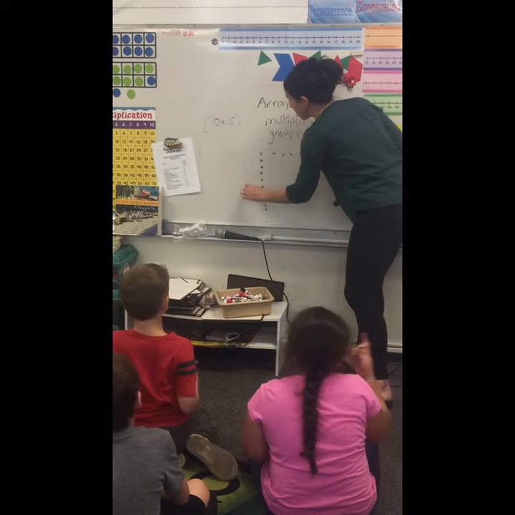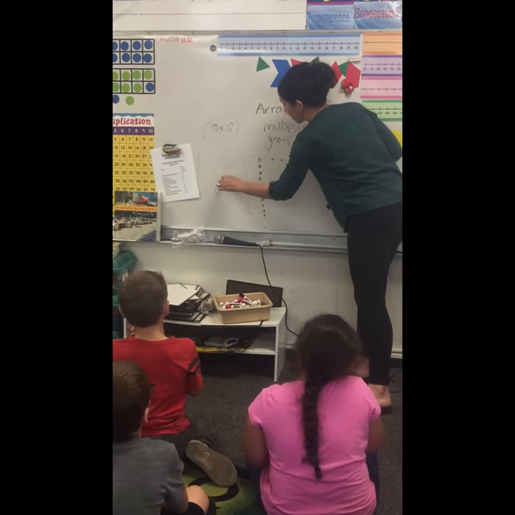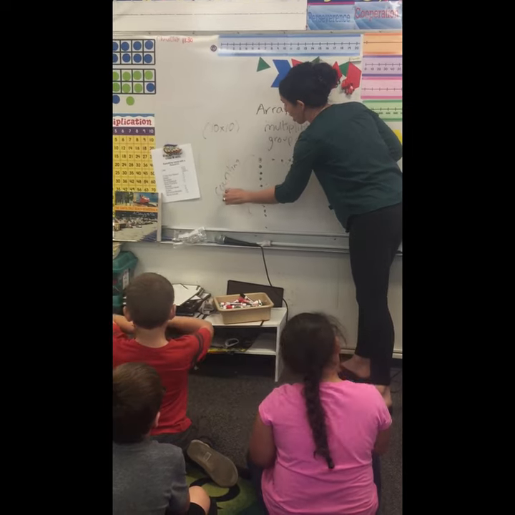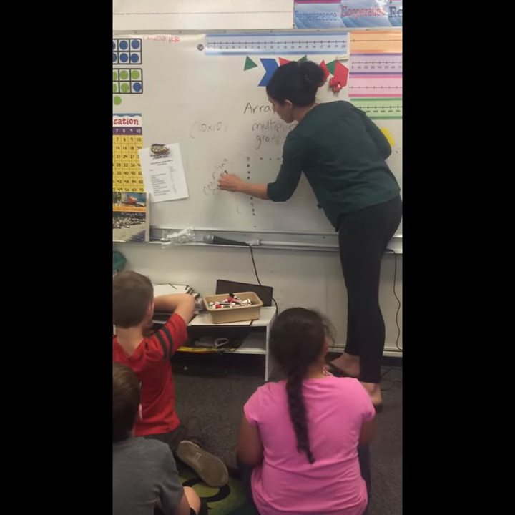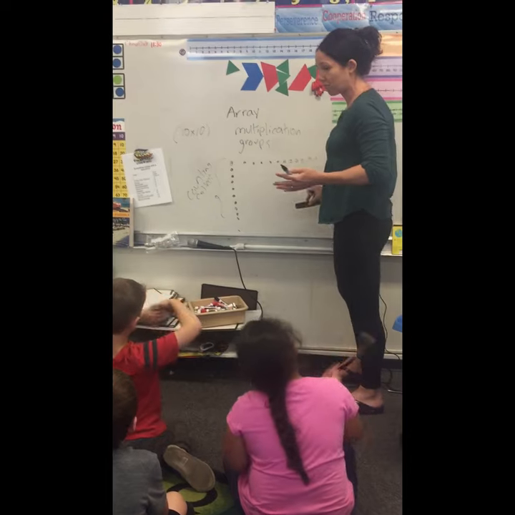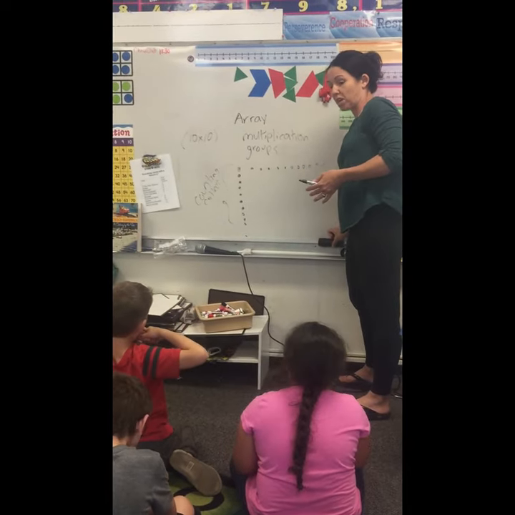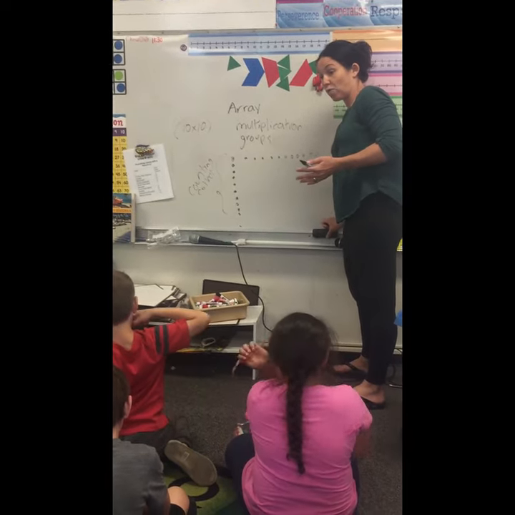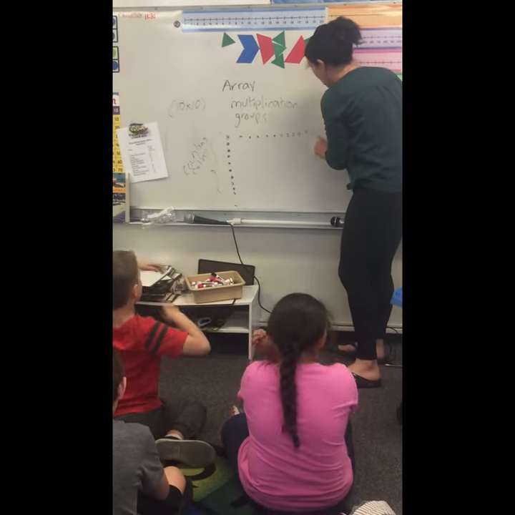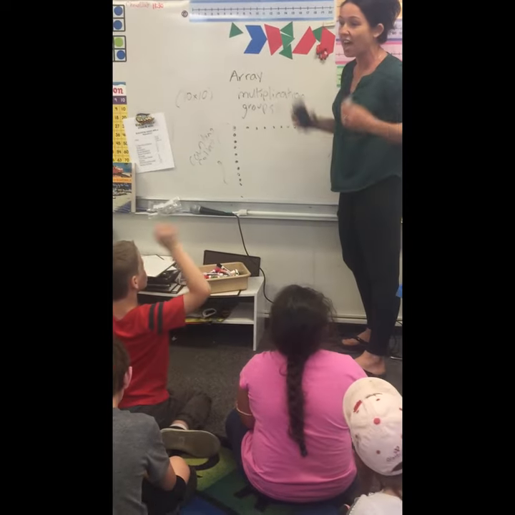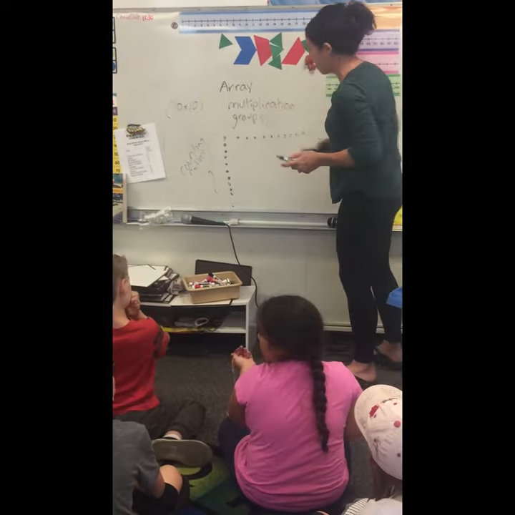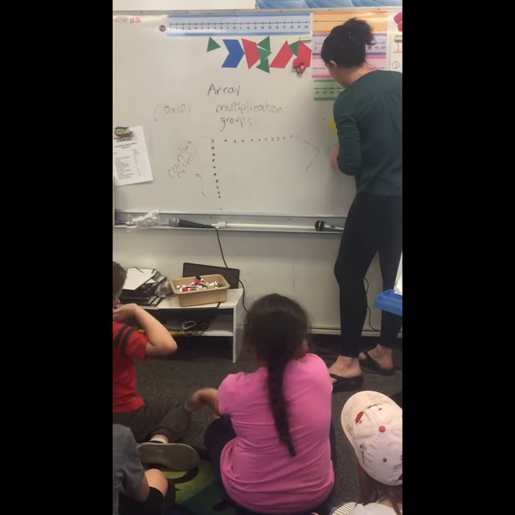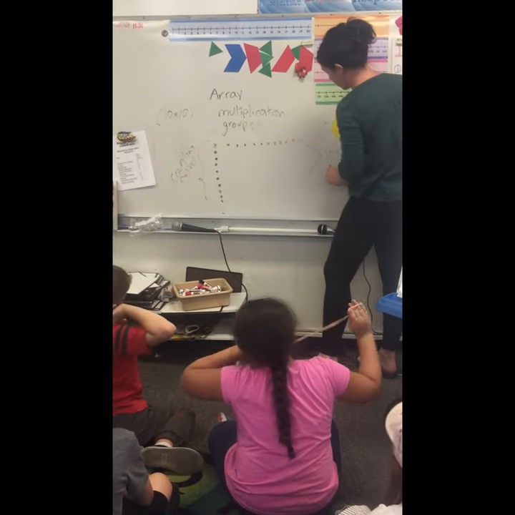Right, and so this then becomes our counting collection, right? Using objects, we can make a collection of objects to represent a multiplication sentence or a product. What would be the product of 10 groups of 10? Everyone! 100! That's right. Because we know that 10 times 10 is 100.